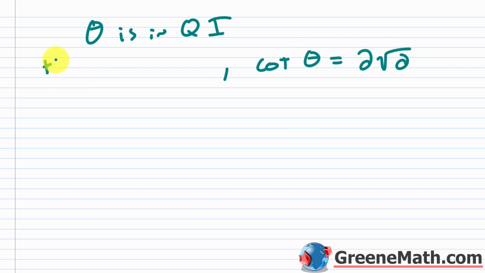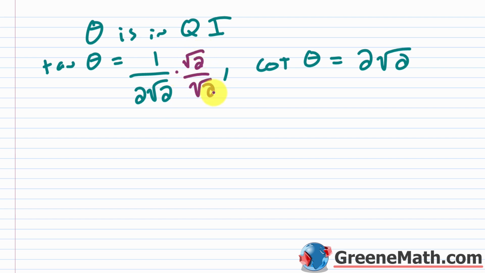All right, so we know that the tangent of theta is equal to, again, I'm just going to take the reciprocal of this. So this would be 1 over 2 times square root of 2. And you want to rationalize the denominator. So let's multiply by the square root of 2 over the square root of 2. So this would be the square root of 2 in the numerator, and then square root of 2 times square root of 2 is 2, and then 2 times 2 would be 4. So this is the square root of 2 over 4.